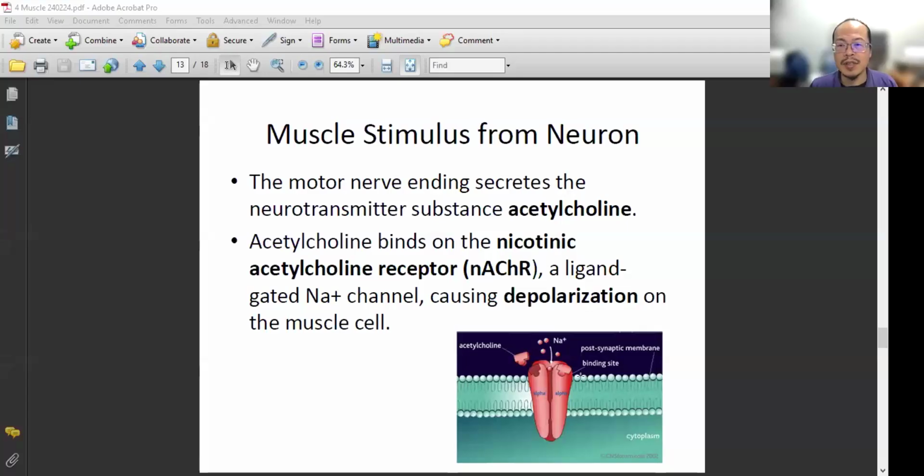So this nicotinic acetylcholine receptor is an example, another member of the ligand-gated ion channel. So it is ligand-gated. What is that ligand? Interesting question. Acetylcholine is the ligand, but nicotine can also activate it. That's why we call it a nicotinic acetylcholine receptor. Acetylcholine binds on it, causes it to open. Nicotine can bind on it to cause it to open.